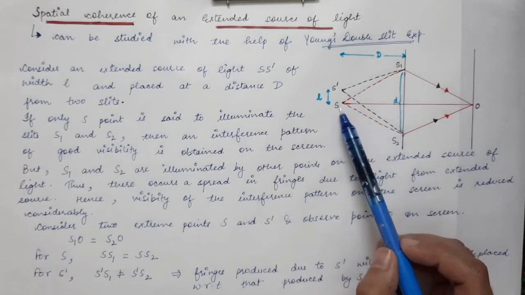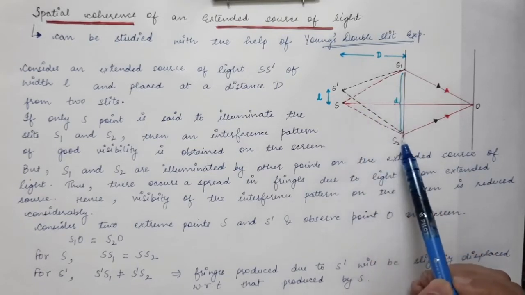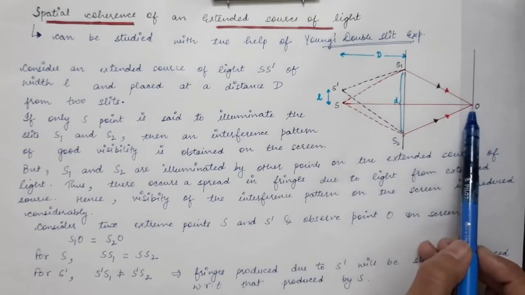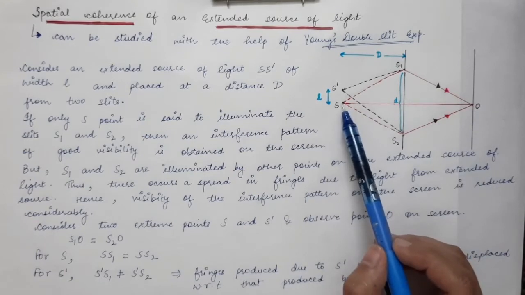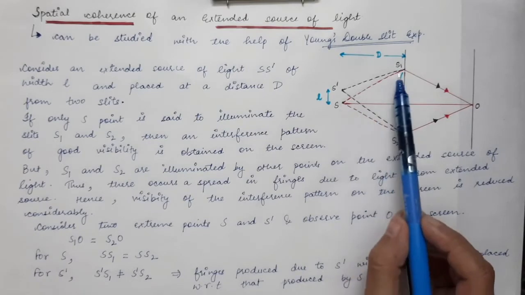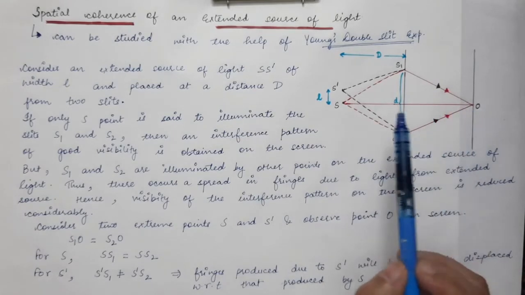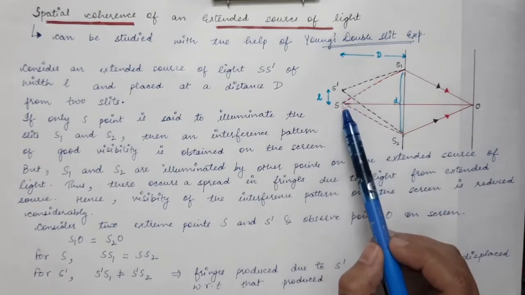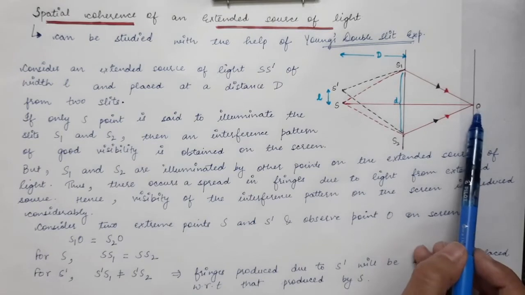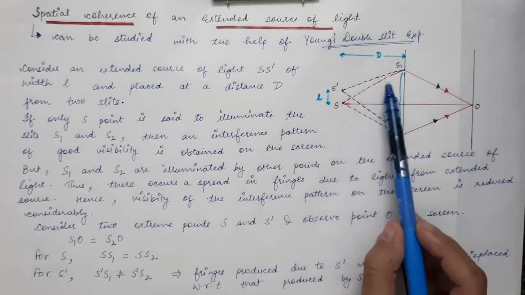Now we are considering first this S point source. Light from this point source will reach S1 and S2 and then reach the O point. Since the O point is exactly opposite to the S point, as you can see in the diagram, there will be no path difference between the two light rays. So this is the first light ray and this one is the second light ray.